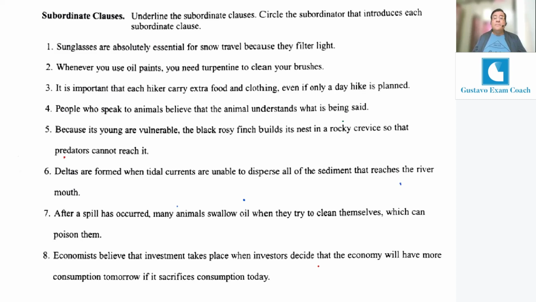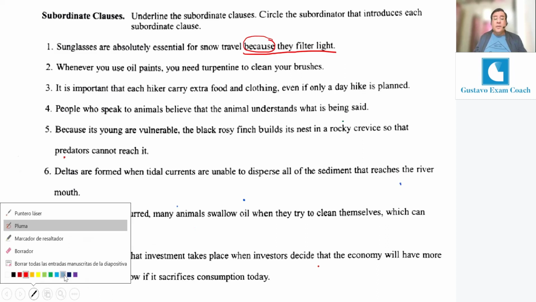Let's go over number 1. Sunglasses are absolutely essential for snow travel because they filter light. Yeah, we see there is, of course, an independent clause. Sunglasses are essential, and so on. But then you see another clause, because they filter light. Yes, this is a subordinate clause, because they filter light. And because is the subordinator.